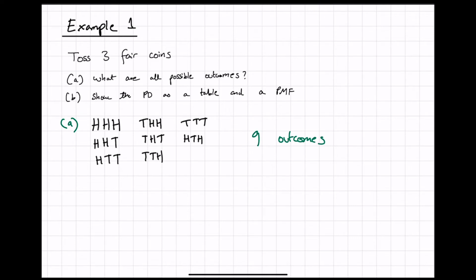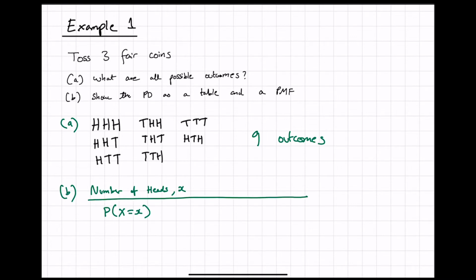Okay. So now the next part of the question says, can you show this as a probability distribution, one as a table and one as a PMF? So if we're doing it as a table, it's quite simple. We'll say the number of heads, like that, and we'll call that x. And beneath it, you can always just write probability of X equals x. That's always the same.